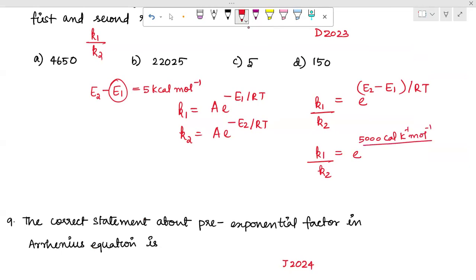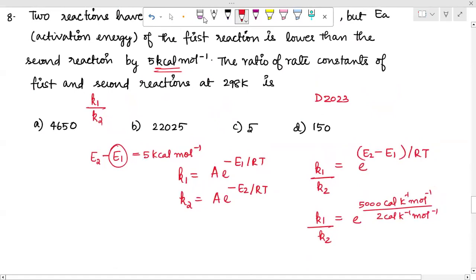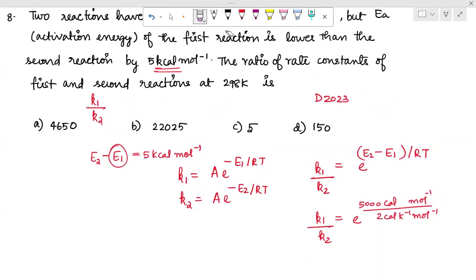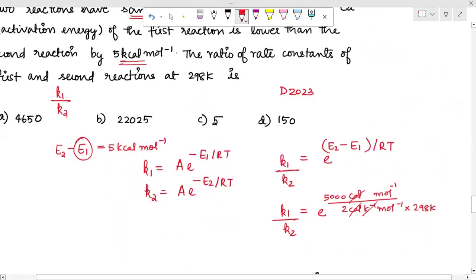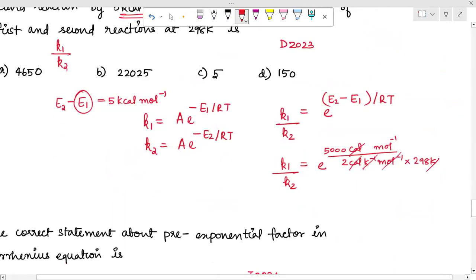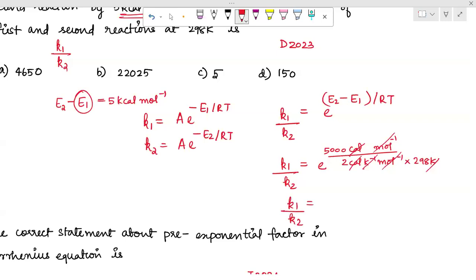It is very important. You know that the value of R is 2 calories per Kelvin per mole. Sorry, in the question, the activation energy is just calories per mole, Kelvin is not. Okay, so this is the value of R that you should take, and the temperature condition is 298 Kelvin. You can cancel calories, per Kelvin, per mole, and finally you will get the ratio K1 by K2, e to the power 5000 by 2 into 298.